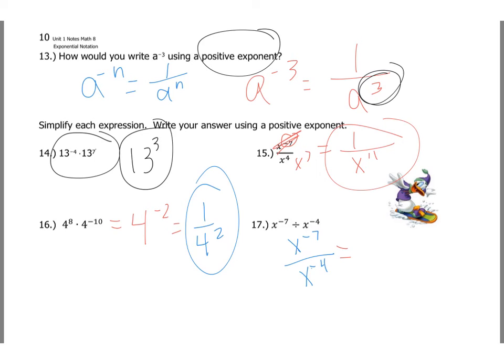To make them positive, you have to move them to the opposite. So if it's in the denominator, it's now positive in the numerator. If it's negative in the numerator, it's now positive in the denominator. For this one, x is larger in the bottom, so it becomes 1 over x to the third power.